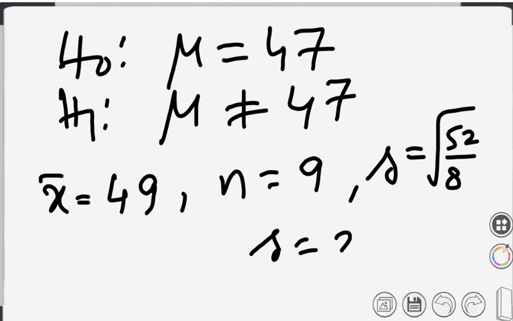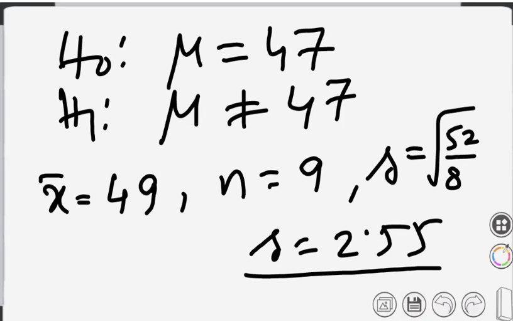Sir, I got 2.82. You probably divided by 9. Let me see, 52 divided by 8 equals, just a second. I'm just checking. 52 divided by 8 equals this. Square root of the answer gives you 2.549. In fact 2.55. It should be 2.55. Yes sir, okay sir, 2.55. So it's better to take S as 2.55.